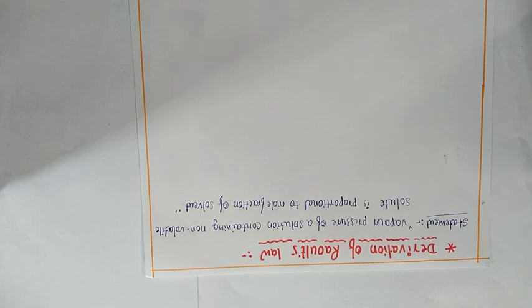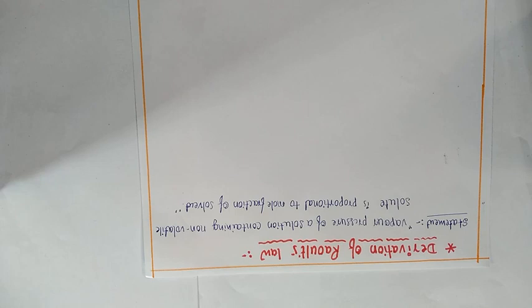Colligative properties depend upon the number of solute particles present in the solution but not on the nature of the solute. Relative lowering of vapor pressure means addition of a non-volatile solute to a solvent decreases its vapor pressure. It is the first colligative property, that is RLVP, relative lowering of vapor pressure.